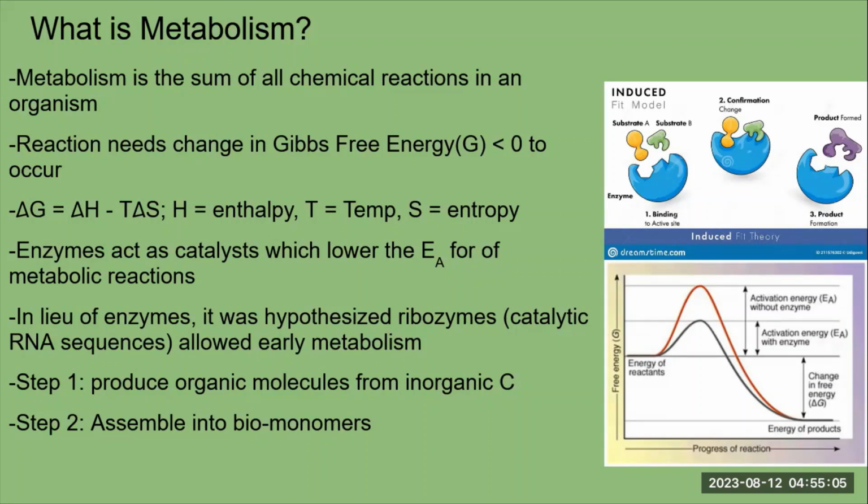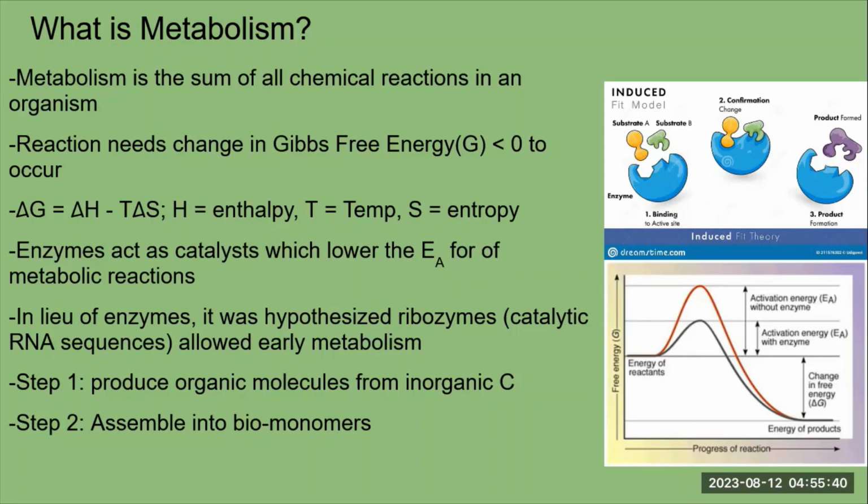If a reaction has a positive change in Gibbs free energy, it won't happen. Proteins, known as enzymes, act as catalysts which lower the activation energy of a reaction, allowing it to occur under biologically relevant conditions. Enzymes require complex biomolecular machinery to be produced, and this could not have been present on the prebiotic Earth. In lieu of enzymes, it had been hypothesized that catalytic RNA sequences known as ribozymes carried out a similar role 4 billion years ago.